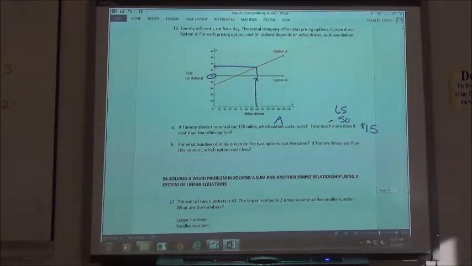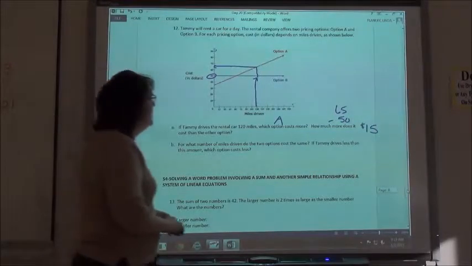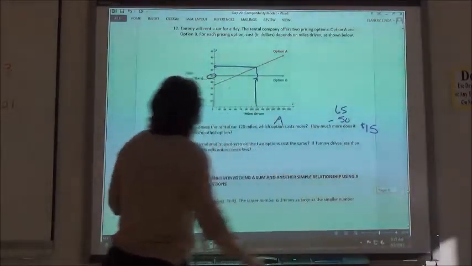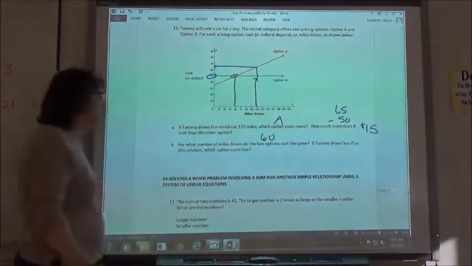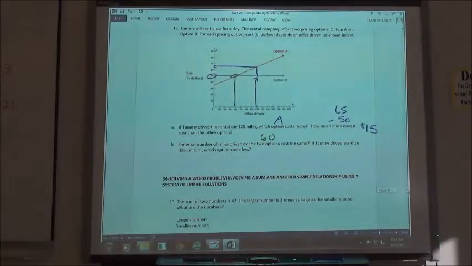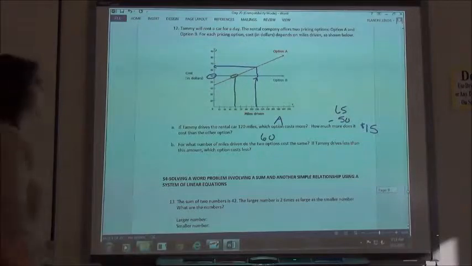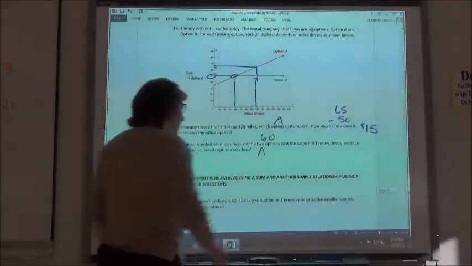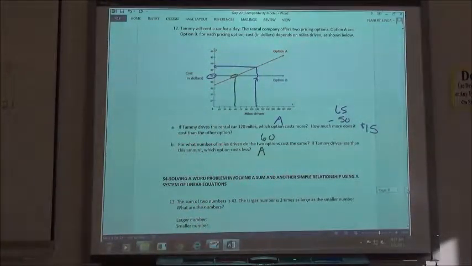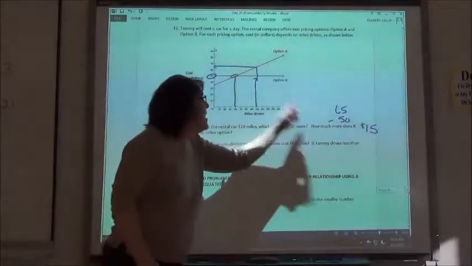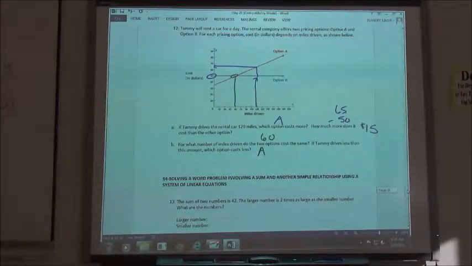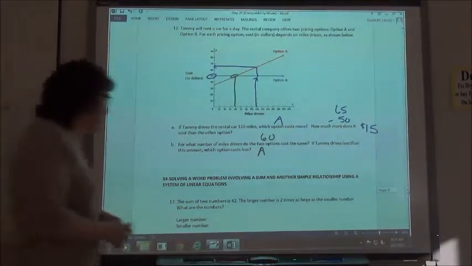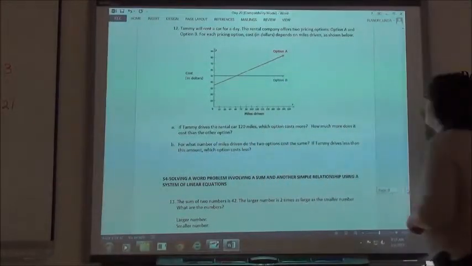Part B, for what number of miles do the two options cost the same? 60. 60 is where they intersect right there. And if Tammy drives less than this amount, maybe you pick 30, less than 60, which one costs me less? A. So it's a matter of reading the graph, and the hardest part is the second part of A, trying to find the difference because, like I said, sometimes it's kind of hard to read and see exactly straight, but if you print it, maybe use your ruler so that you're going straight, it should make it a little easier.